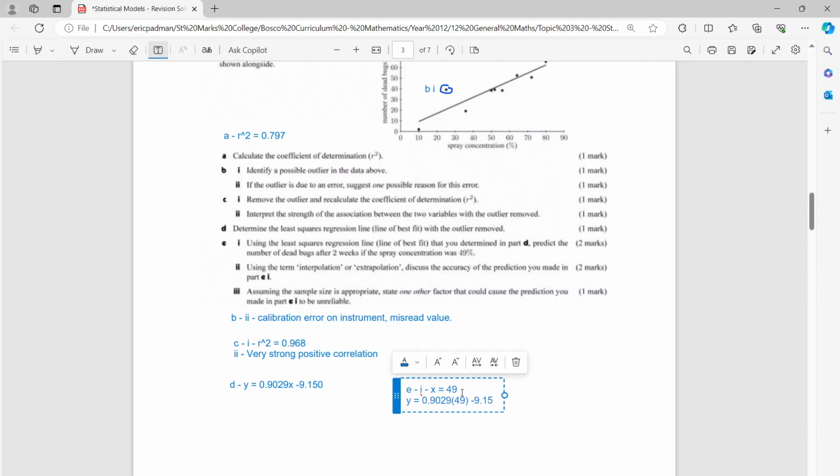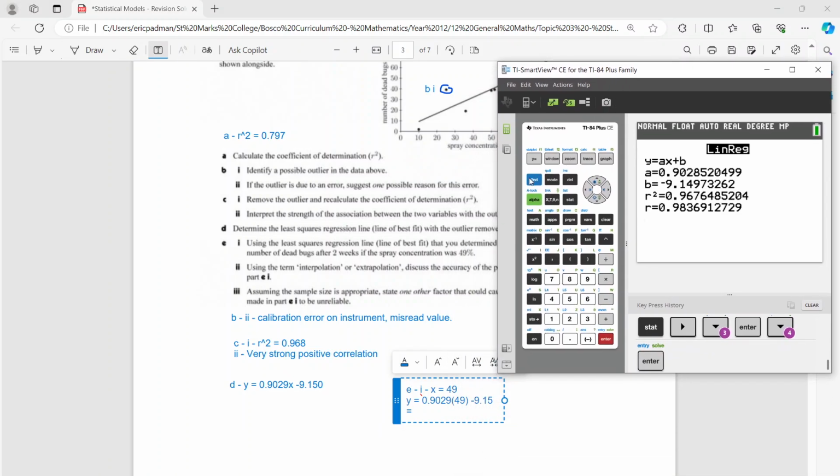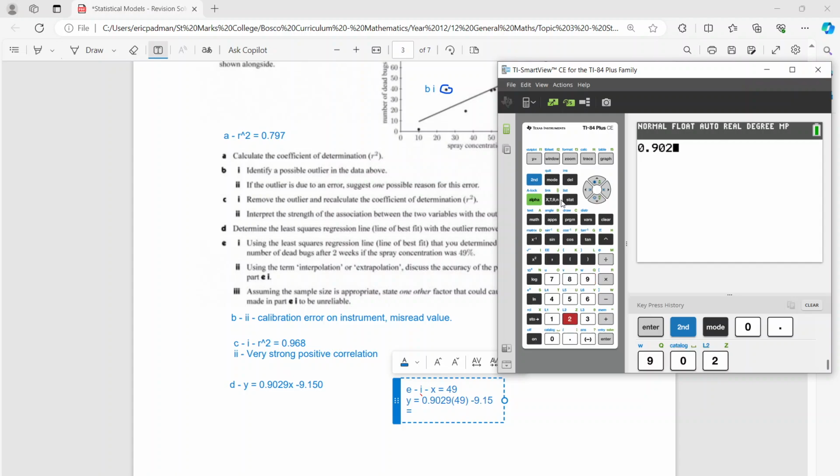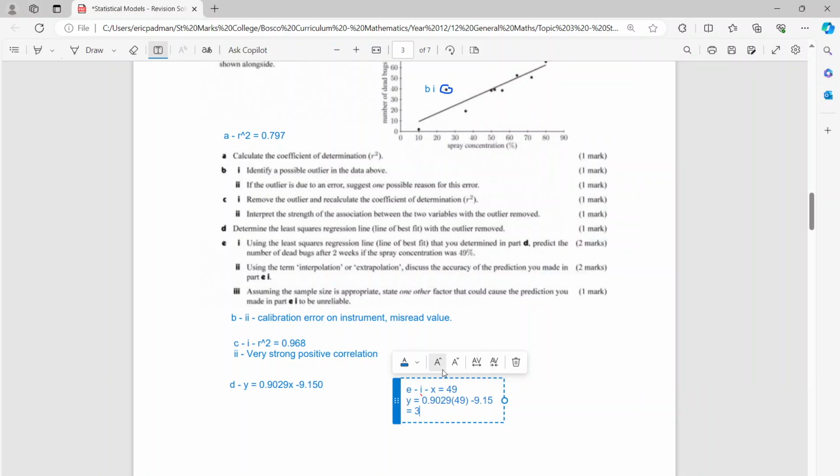9.15, which will be equal to, all right, so get our calculator out. We're just going to go into our run section and calculate it that way. So 0.9029 times 49 minus 9.15. All right, so I'm going to round it to the nearest bug, 35 dead bugs. There we go.